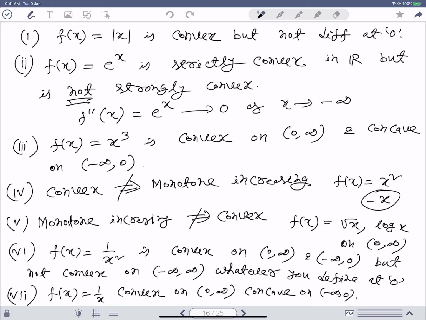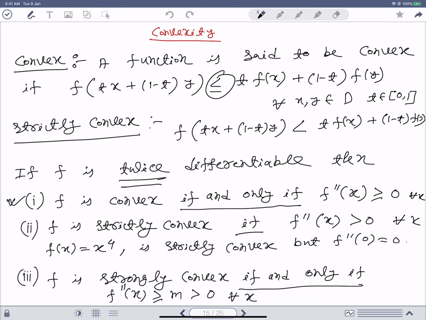Okay, there are a few questions. It says f double dash greater than 0 implies f is strictly convex. Is it true or false? Yes, it is. It is not an if and only if condition, but if f double dash x is bigger than 0, then f is strictly convex. But it is not true otherwise. That means f being strictly convex does not mean that f double dash x is bigger than 0. For an example, f(x) equal to x to the power 4.